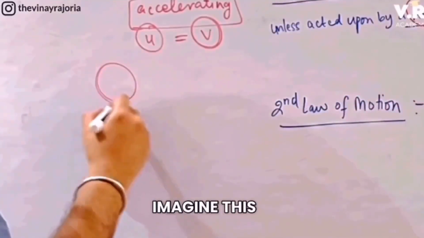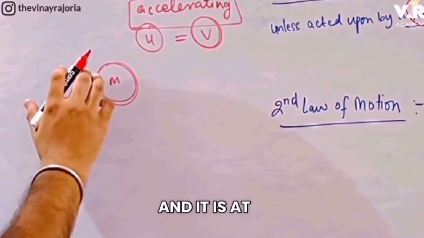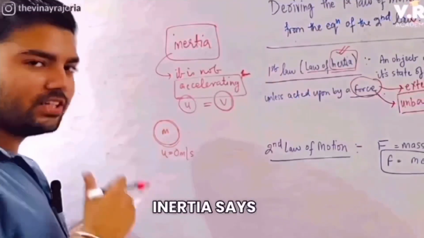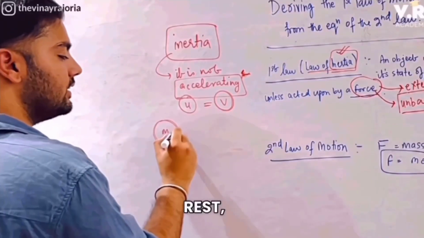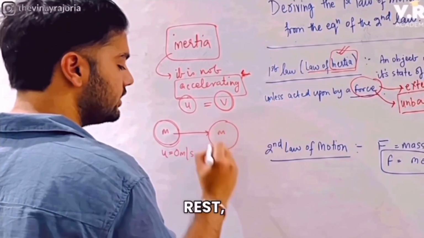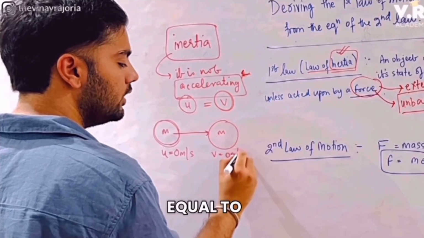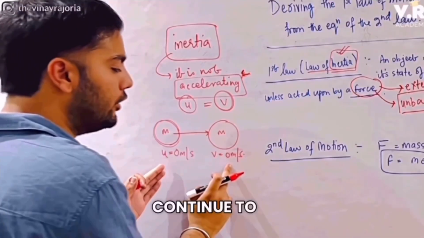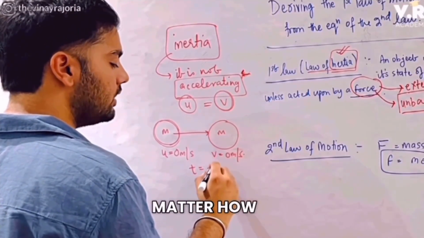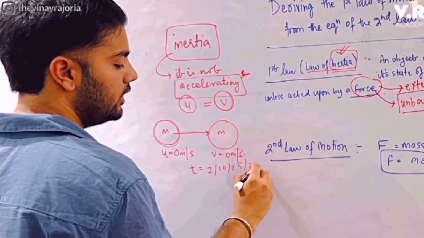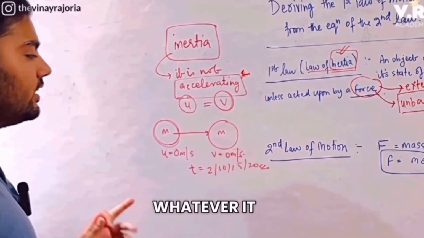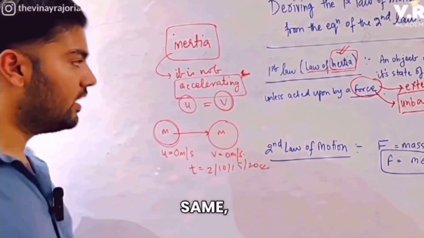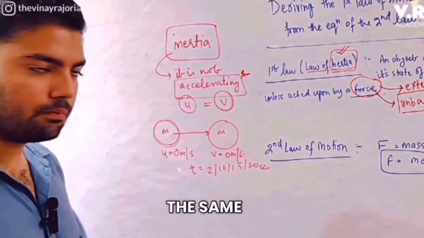For example, imagine this ball. It is an object with certain mass and it is at rest. If it is at rest, then its initial velocity is equal to 0 meter per second. Inertia says that if this object is at rest, it will continue to stay at rest, which means its final velocity will also be 0. No matter how much time we are talking about, 15, 20 seconds, infinity, whatever it is, if this object is in inertia, its initial and final velocity will be the same, which means it is not accelerating.